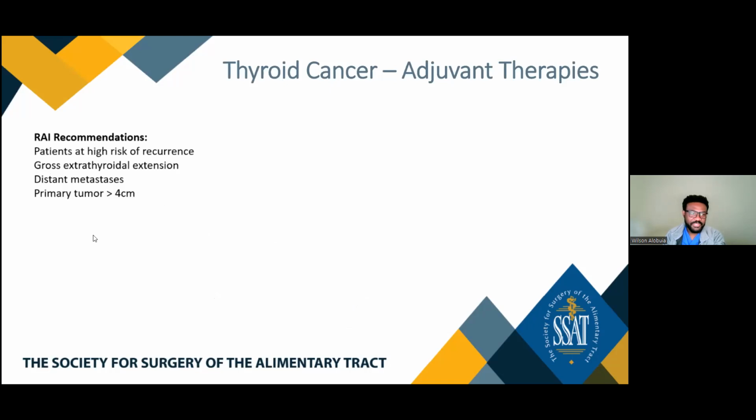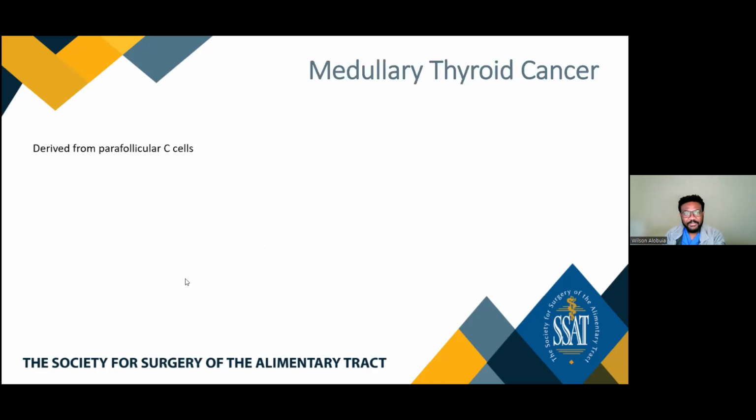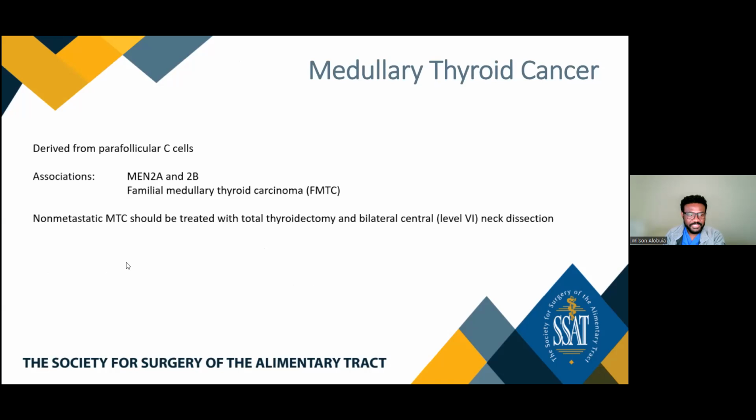Adjuvant therapies, you can read this once you get the slides. Radioactive iodine, this just goes through what the recommendations are, not a very important slide. Medullary thyroid cancer, remember, comes from parafollicular C cells. The biggest point here is to remember they're associated with MEN2 syndrome, so 2A and 2B. That's the biggest thing to remember on this slide.